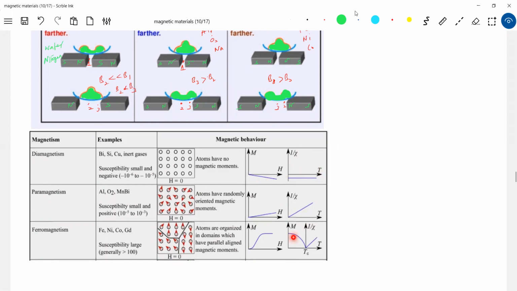And this is for ferromagnetic substance. Is it okay? I think the graph was like this: 1 by chi versus T should be a straight line passing through the origin. And for ferromagnetic substance, the curve will be like this. This is something very important. As you increase the external magnetic field, what will happen to magnetization? It increases. Afterwards, it becomes saturated. A saturation will come, and no further magnetization occurs here.